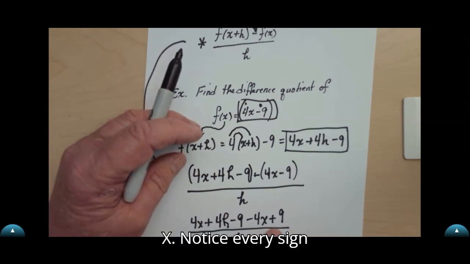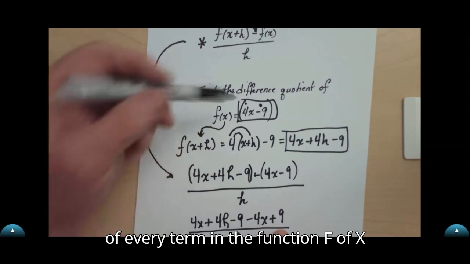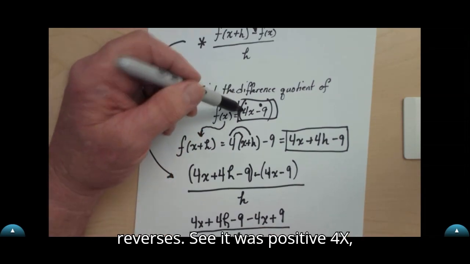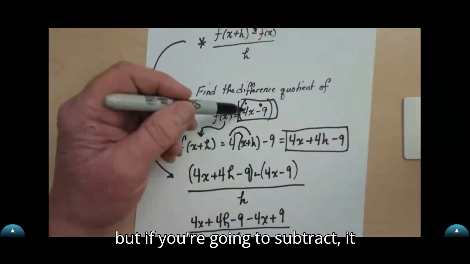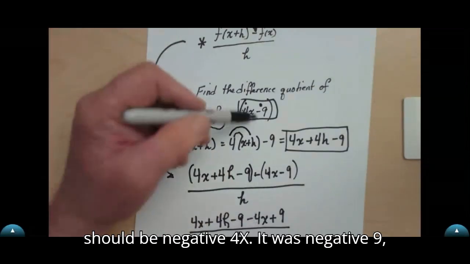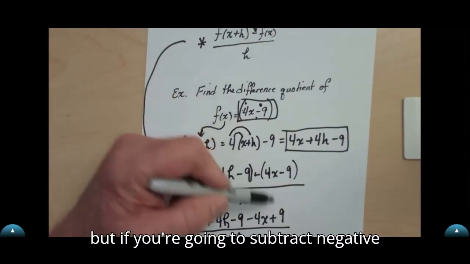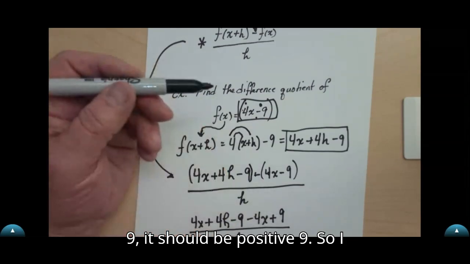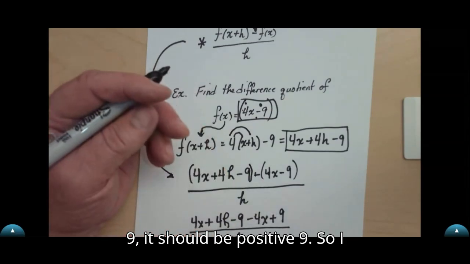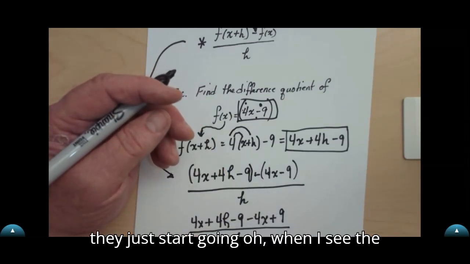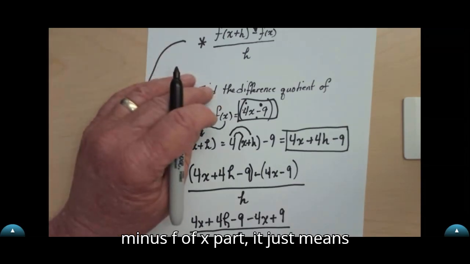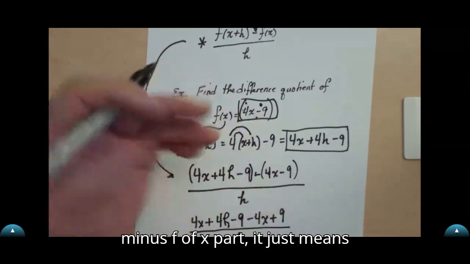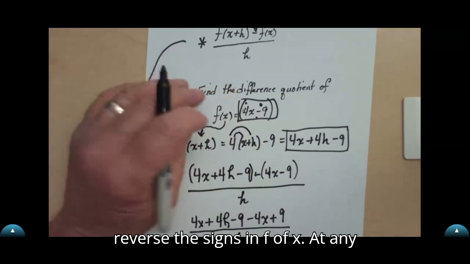notice every sign of every term in the function f of x reverses. See, it was positive 4x, but if you're going to subtract, it should be negative 4x. It was negative 9, but if you're going to subtract negative 9, it should be positive 9. So I think calculus students at some point just start going, oh, when I see the minus f of x part, it just means reverse the signs in f of x.